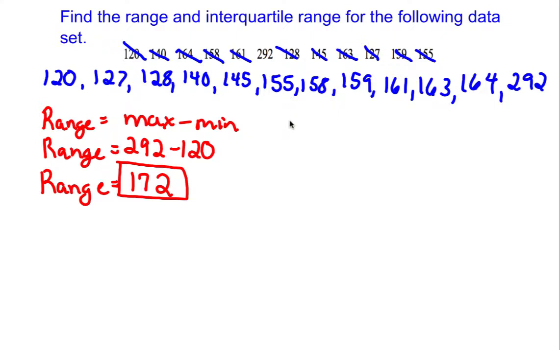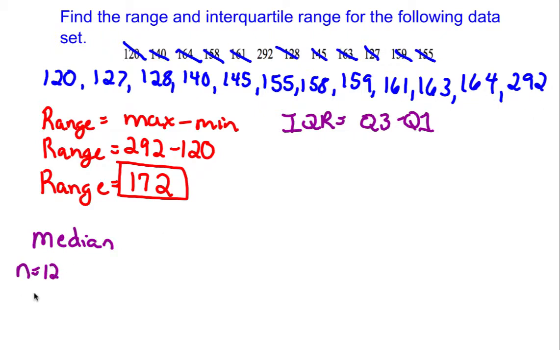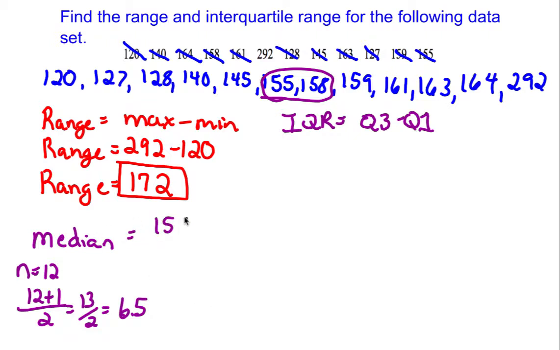Next, we're going to look at trying to find the interquartile range. Remember, interquartile range is Q3 minus Q1. So in order to start, I must first find the median of my data set. I have 12 data values, so our middle number is going to be at 13 divided by 2, or 6.5. So it's halfway between the 6th and the 7th data values, that's 155 and 158. So I'm going to take 155 plus 158 divided by 2.